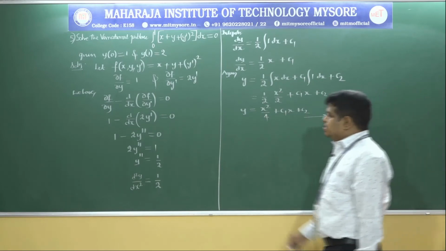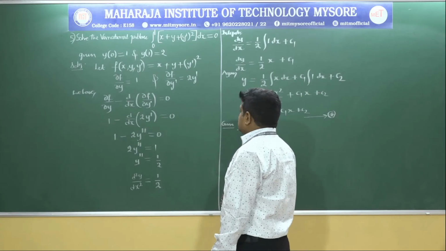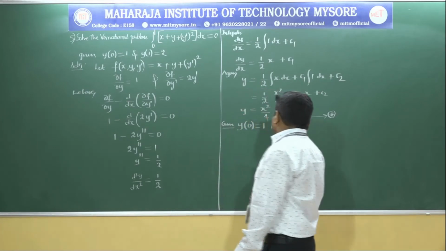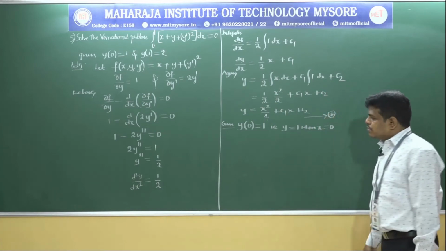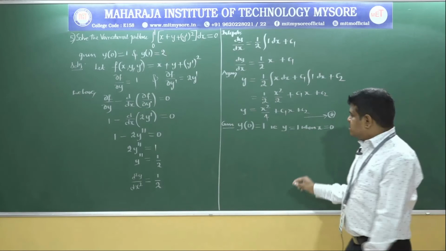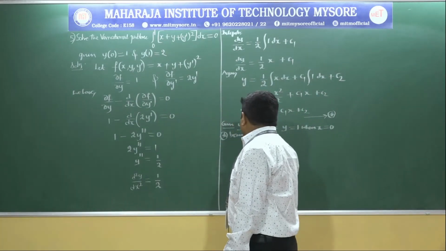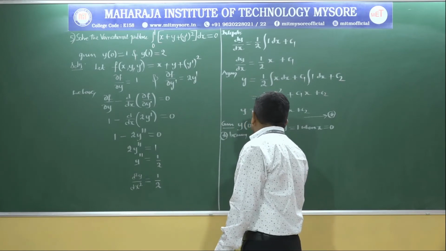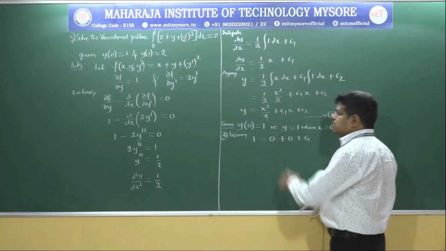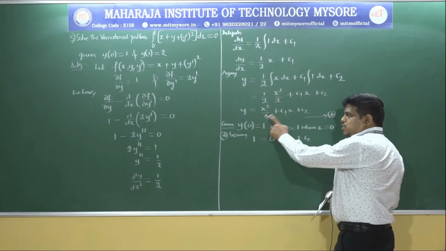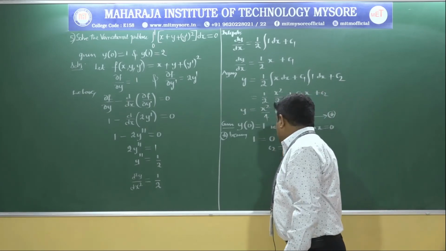Now, they have given two conditions. Given y of 0 equals 1, that is y equals 1 when x equals 0. Substituting the value of x and y in star, y is 1, x is 0, first term becomes 0, second term also becomes 0 plus C2. Since x equals 0, the first term becomes 0, the second term also becomes 0, you remain with only C2. Therefore, the value of C2 is 1.